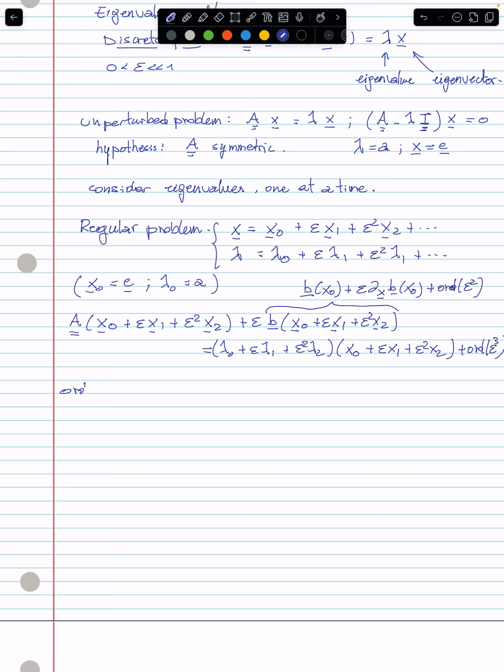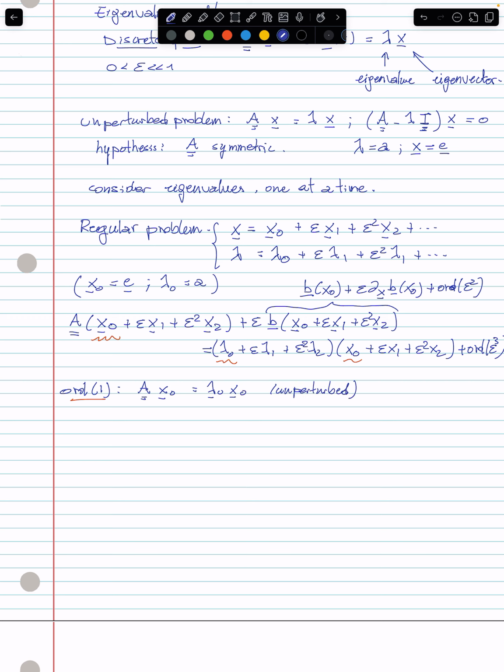So at leading order, I'm pretty sure we can collect the terms quite easily. We have a leading term over here. The next term is in epsilon, so we don't have any at leading order. So what we have is A times x0 is equal to lambda 0 x0. This is the unperturbed problem, in fact.